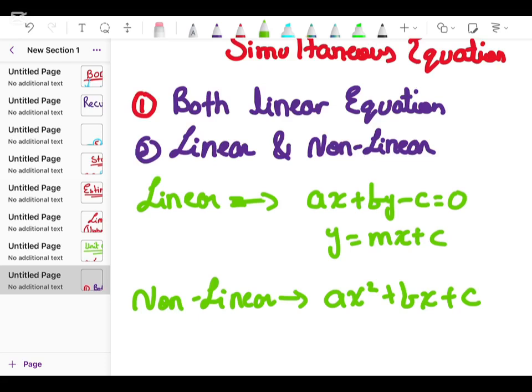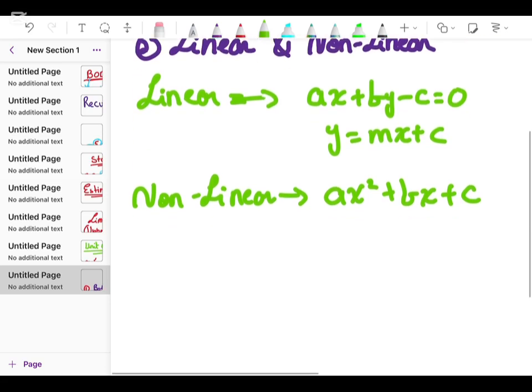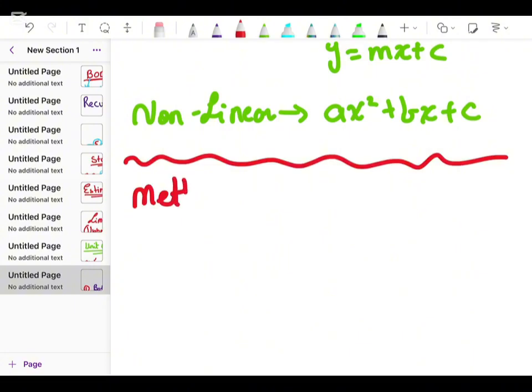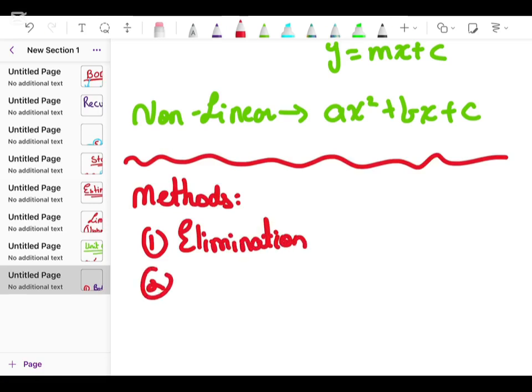Okay. Now we can solve these questions by three methods. We have three methods to solve this question, but we will cover two methods that are included in the course. Method one is elimination method, and the second method is substitution. The last method is not required. The last is basically the graphical method. It's not included, so we will not do the graphical method.